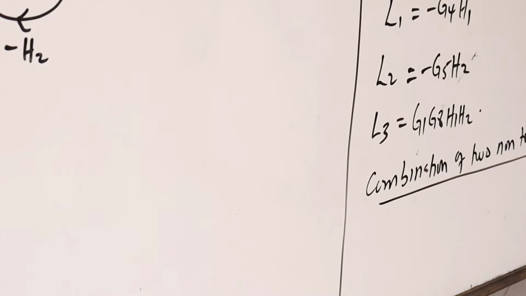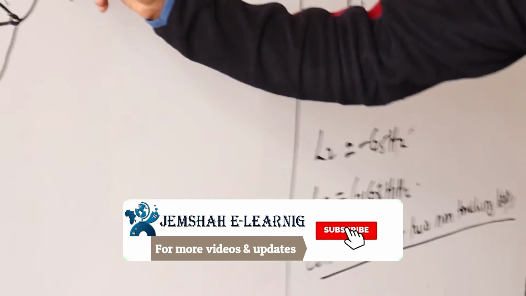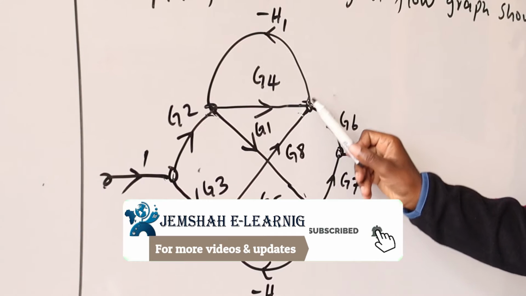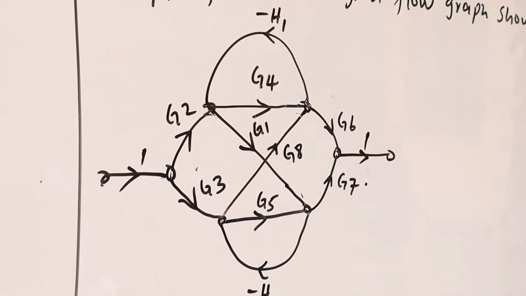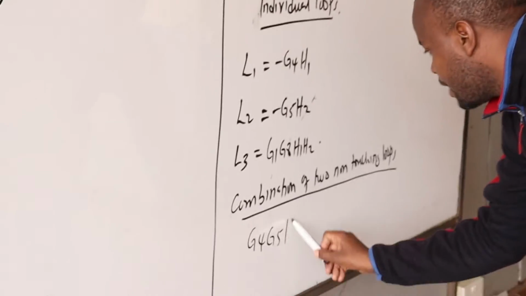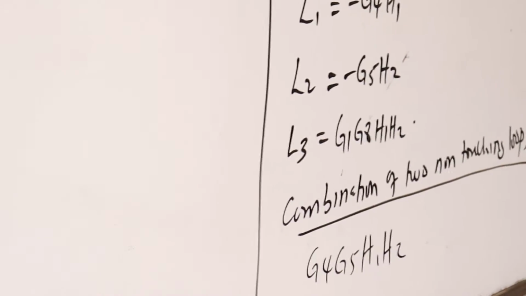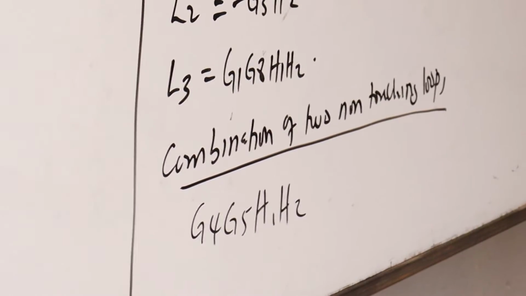When you look at the combination of two non-touching loops, we look at this loop and that loop. We have G4 minus H1, and the other loop is G5 minus H2. Both of them are negative, and they don't share a common node, and therefore we can talk of them as non-touching loops. So the combination of two non-touching loops is G4, G5, H1, H2. And that is the combination of non-touching loops.